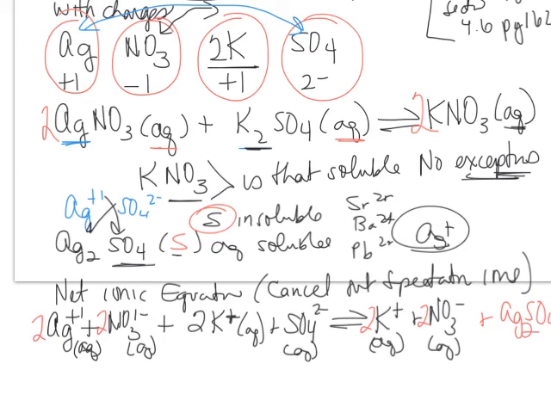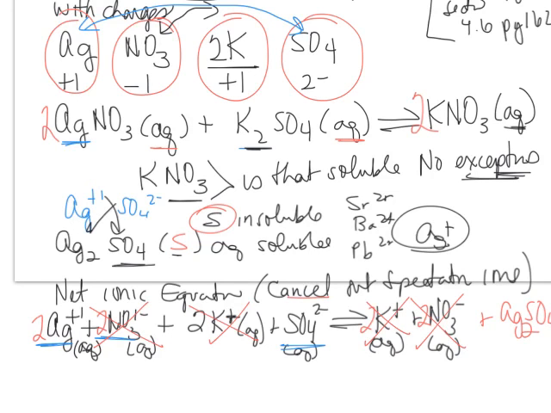Okay, now we're going to cancel out anything we see on both sides. So we don't see a silver plus ion, cation on the product side. We also do not see a nitrate anion. Actually, that's not true. We do. There's 2 there and there's 2 there. So we're crossing out our spectator ions. These are called spectator ions. Here we have potassium on both sides. We're going to cancel that out. Do you see a sulfate anion? No. So we're going to keep that.